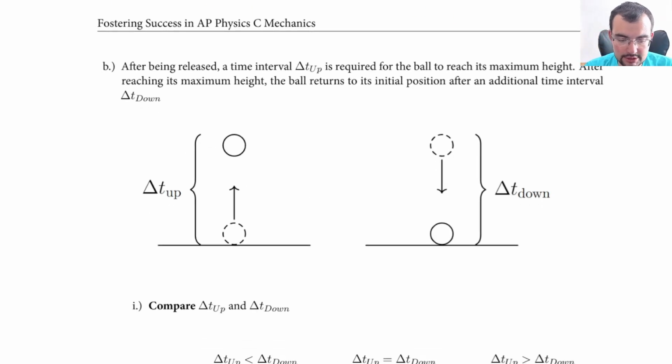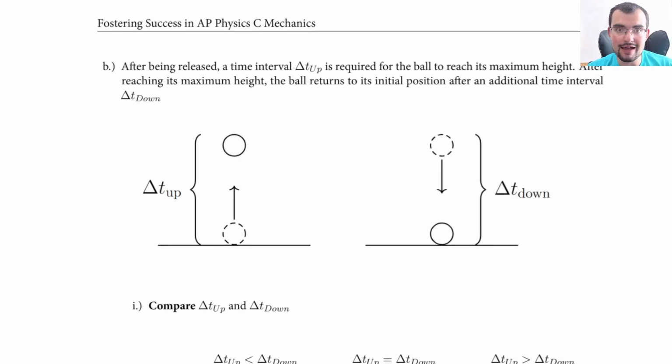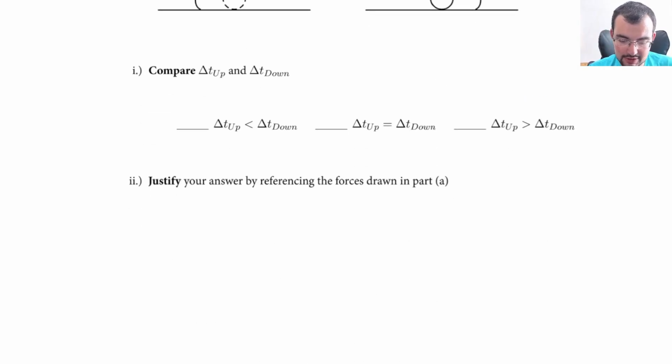So after being released, after delta t up, we have reached max height. And after time delta t down, from there, we have hit the ground. So we want to compare these. Now, this is obviously the same in free fall, because everything is nice and symmetric in free fall. But is it when we have drag? And we are asked to justify referencing the forces in part A.